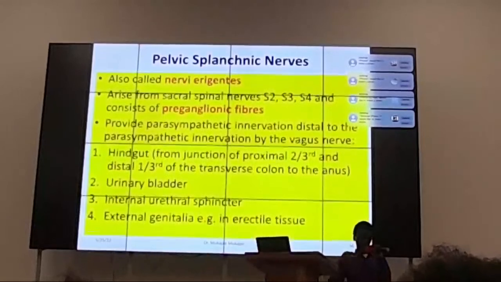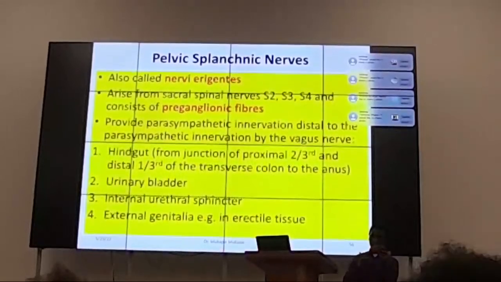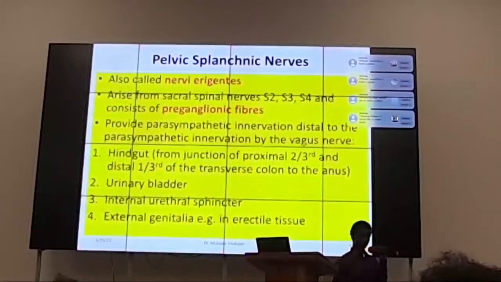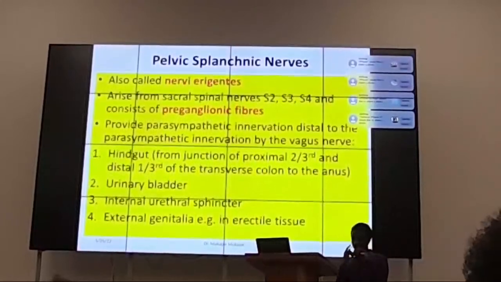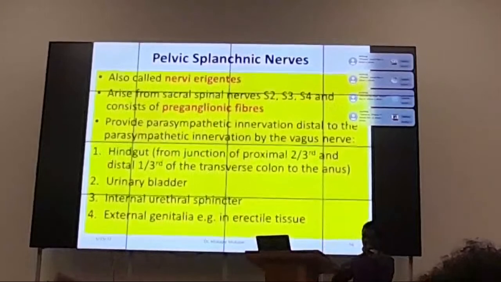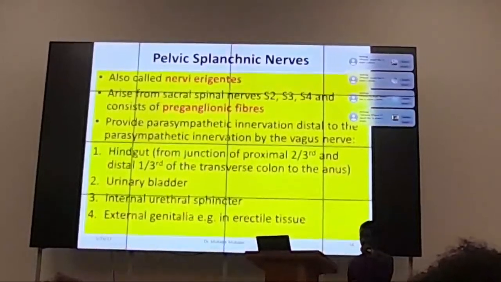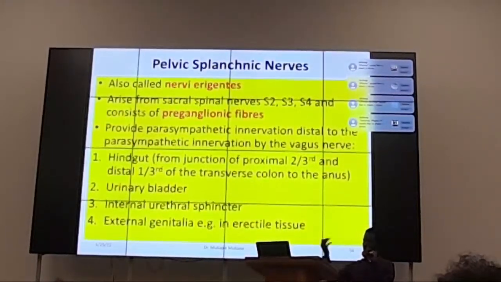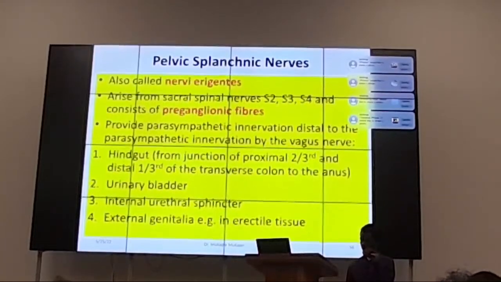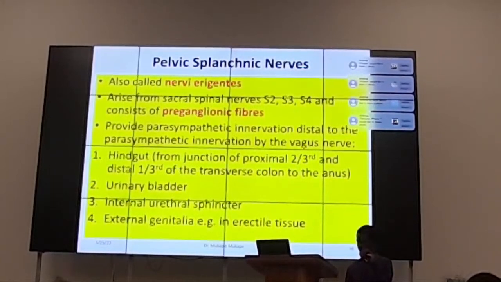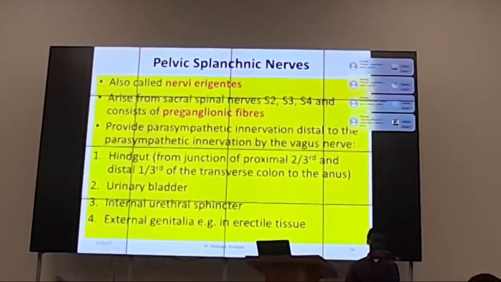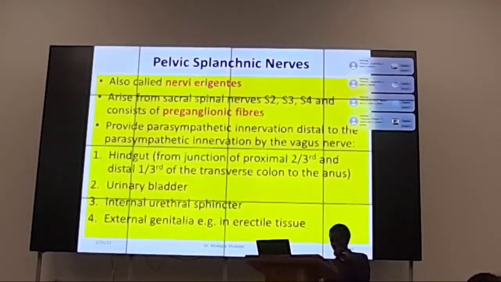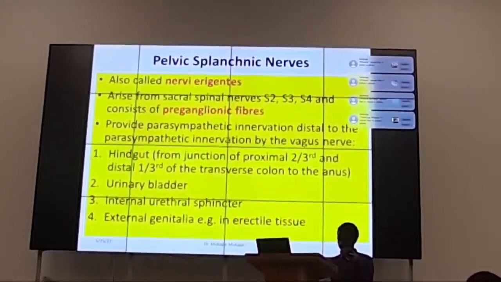Remember, they are splanchnic, so they are preganglionic as well. But in this case, parasympathetic instead of sympathetic. They supply the hind gut from the junction of the proximal 2/3 to distal 1/3, that's the splenic flexure. And then urinary bladder, internal urethral sphincter, and the external genitalia, like in erectile tissues. Okay, so all these are supplied by the pelvic splanchnic nerves.